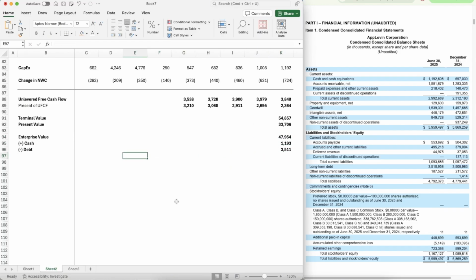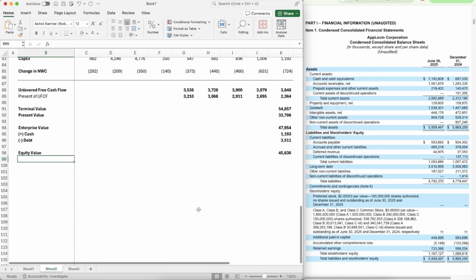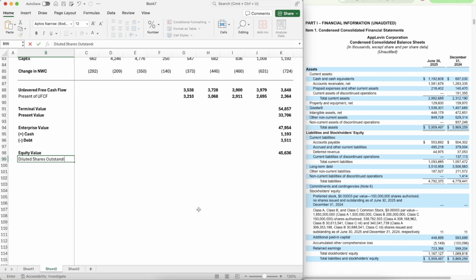So we have that. We can now find our equity value. That is your enterprise value plus your cash, subtract your debt, and this is the equity value. This is what's left over for shareholders. We want to find the diluted shares outstanding, implied share price.